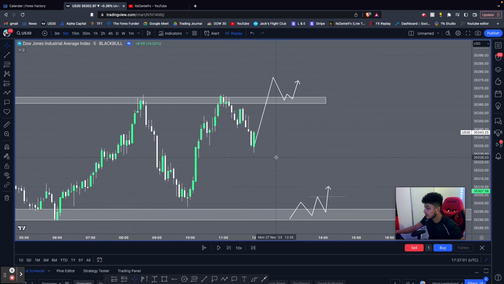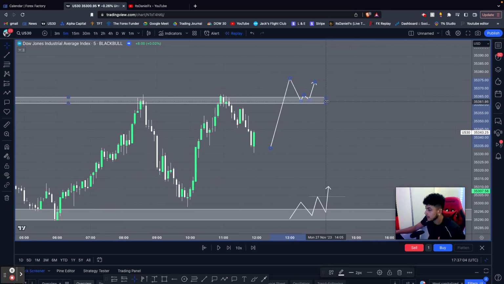So cool. At this point, I'm waiting for one or two things. And again, this is a discretionary trading model. I'm waiting for one or two things. Either price to come down, give me depletion and a sentiment shift, or price to break above and equally give me depletion and a sentiment shift.